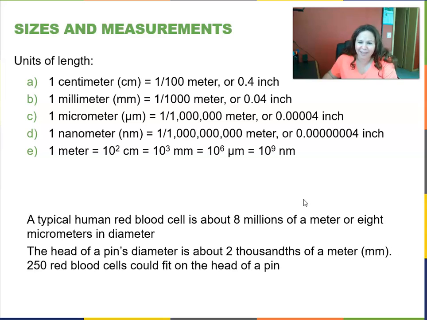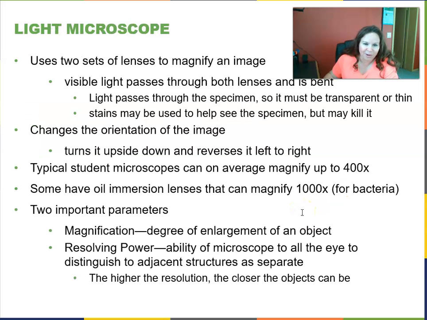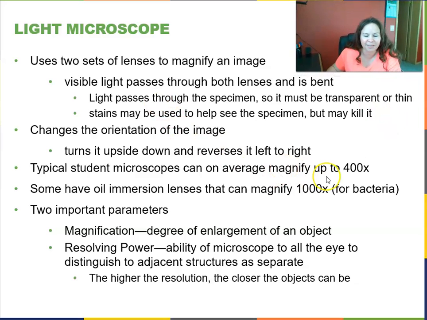If we're trying to look at cells, eukaryotic cells are small enough, but if we want to see prokaryotic cells, we have to go smaller yet. And if we want to see inside of cells and look at organelles in a eukaryotic cell, we have to go even smaller yet. So very small sizes, and thank goodness for being able to put some lenses together to be able to see these things.